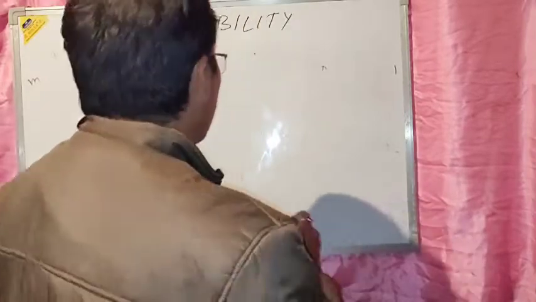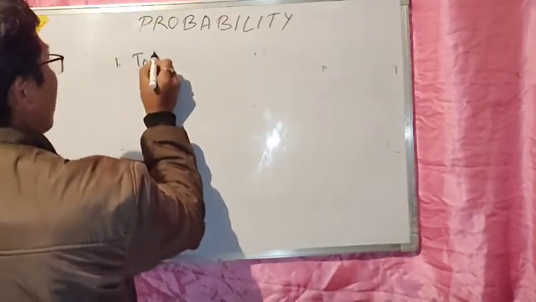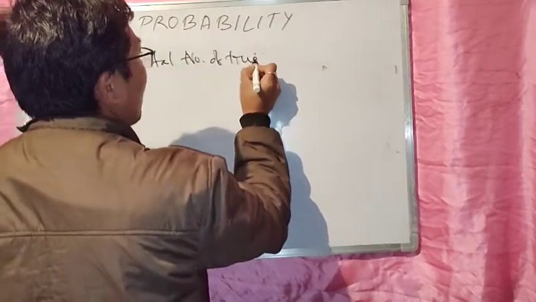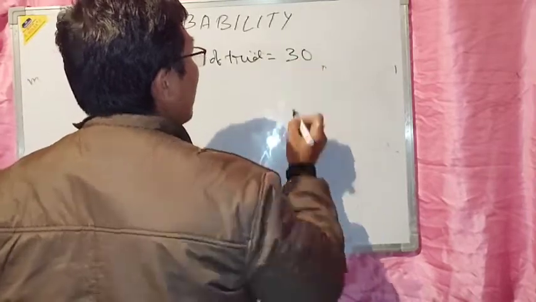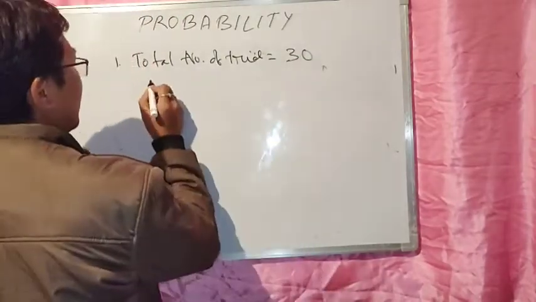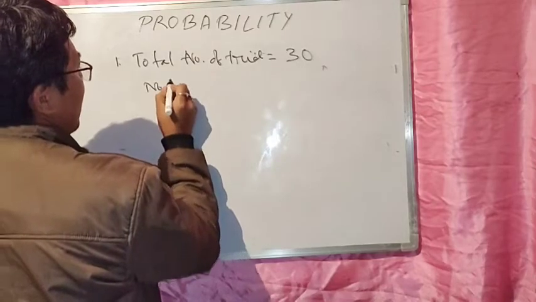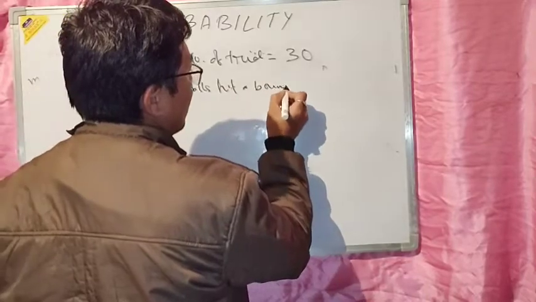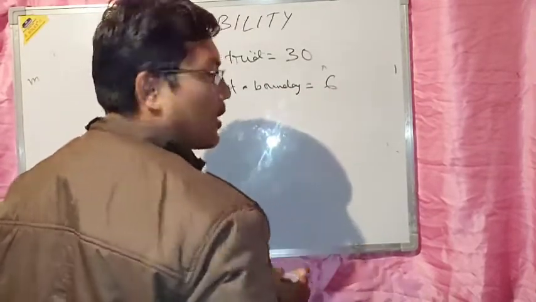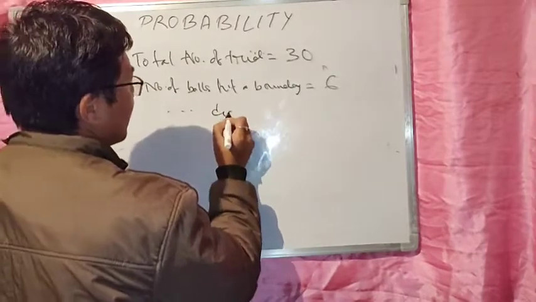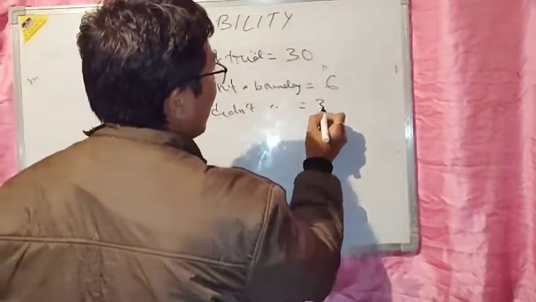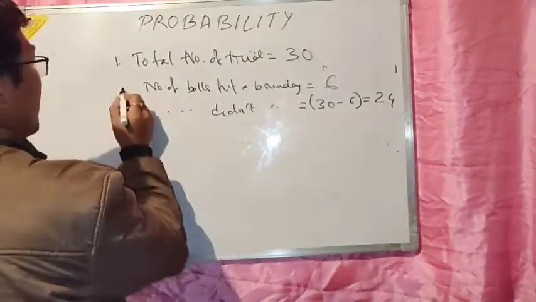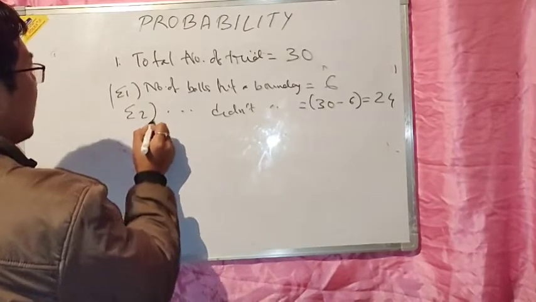That means the total number of trials will be 30. The number of balls that hit a boundary will be 6. The number of balls that did not hit a boundary will be how many? 30 minus 6 will be how much? 24. Here I am denoting a hit as E1 and a non-hit as E2.